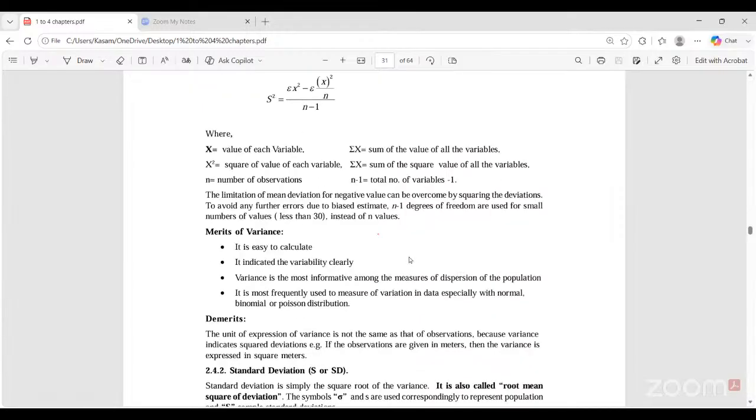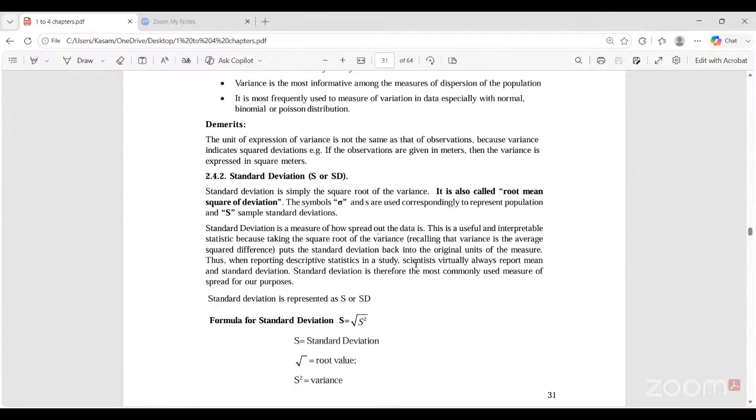Merits: it is easy to calculate. It indicates the variability clearly. Variance is the most informative among the measures of dispersion of the population. It is the most frequently used measurement of the variation of data, especially with normal, binomial or Poisson distributions.